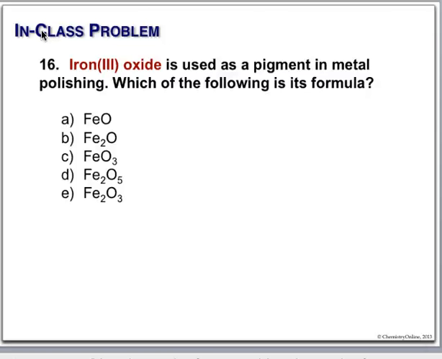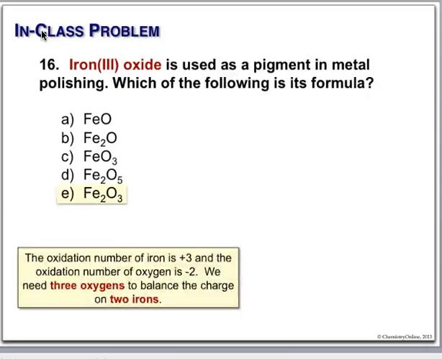This is 6 negatives, isn't it? This iron would have to be plus 6. This is 10 negatives. Each iron would have to be plus 5. And finally, we have 3 oxygens at minus 2 each. That's minus 6. 2 irons must be plus 3. 6 positives and 6 negatives. Remember, right now, as far as oxidation numbers go, the ones you believe in, the ones you remember: oxygen at minus 2, halogens at minus 1.